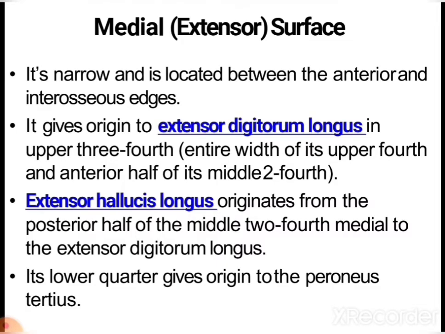Now the medial surface, also known as extensor surface, is narrow and located between the anterior and the interosseous border. It gives origin to extensor digitorum longus in the upper 3/4 part and extensor hallucis longus in the posterior half of the middle 2/4 and medial to the extensor digitorum longus. In the lower quarter, it gives origin to the peroneus tertius.